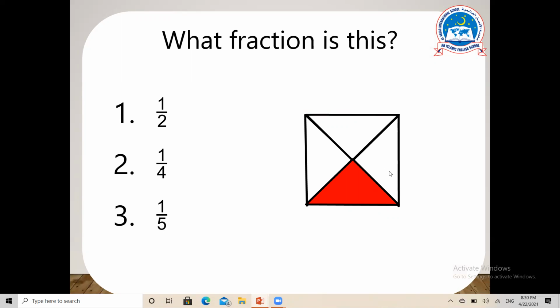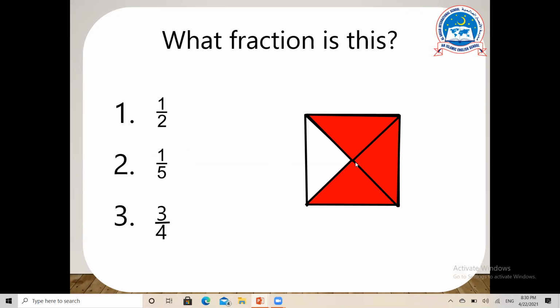Now, look at the picture here. How many parts do I have in total? Excellent, 4. And how many shaded parts do I have? 1. So what fraction is this? Yes, number 2. Well done.